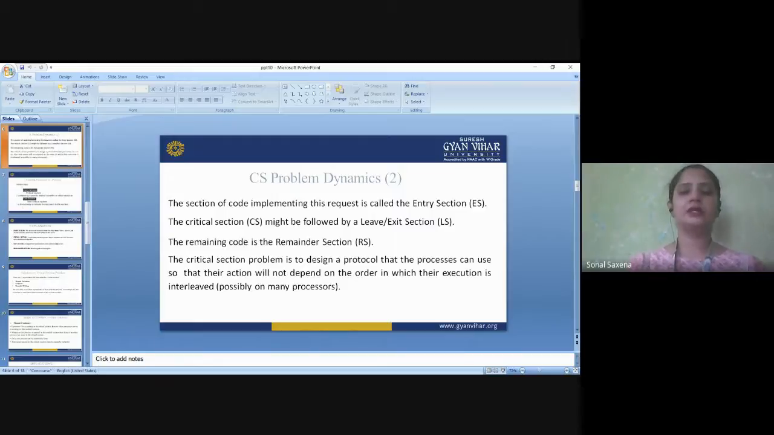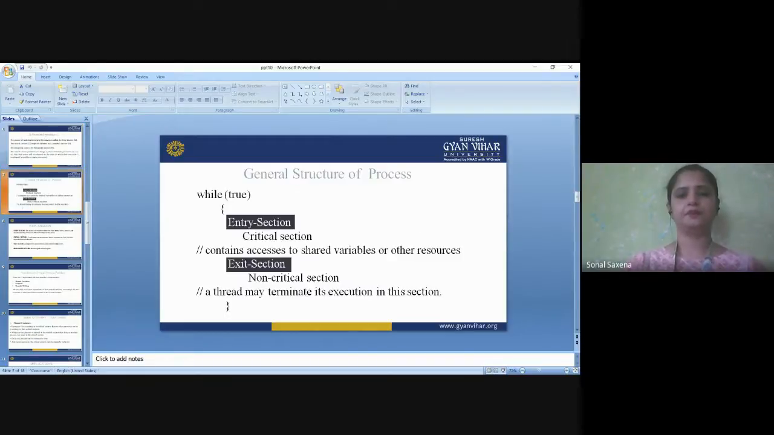Now I will quickly tell you a short piece of code for this critical section problem. This is the general structure of the critical section process. While true, as you can see, there is a loop we have made: entry section, then the critical section, which contains access to shared variables or other resources. Then there is the exit section and the non-critical section. A thread may terminate its execution in the section.